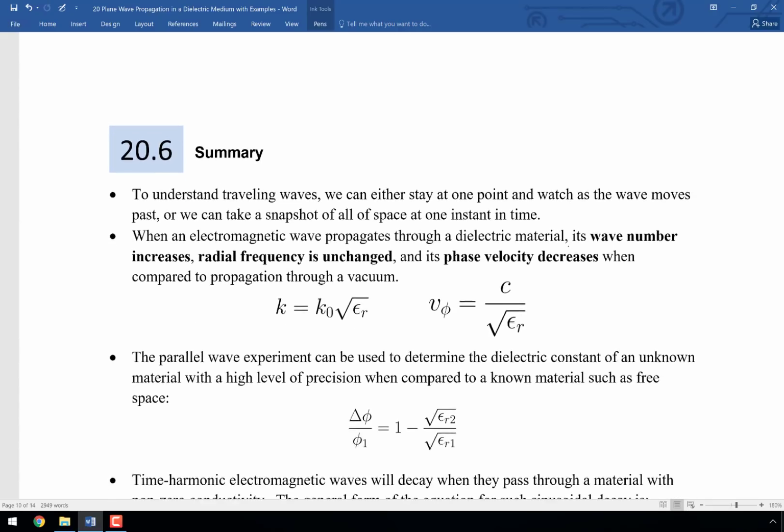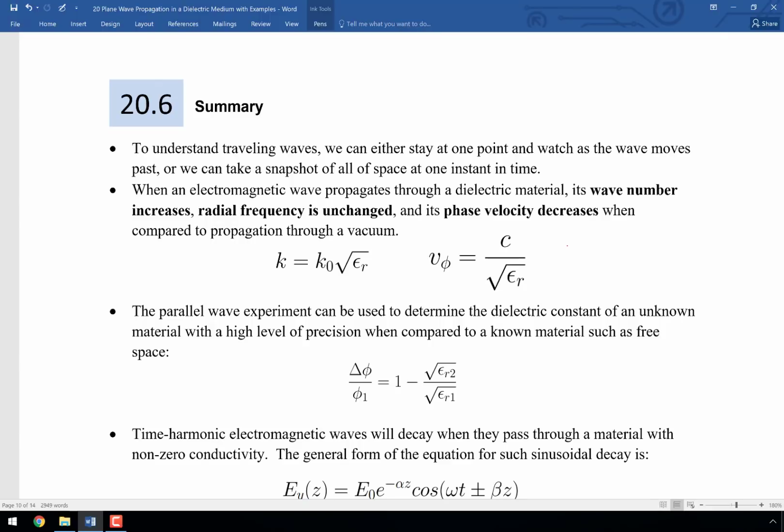So to wrap things up, we need to understand traveling waves. We're going to be working with traveling waves essentially for the rest of the semester. We can either stay at one point and watch as the wave moves past, or we can take a snapshot of all of space at a single instant in time.